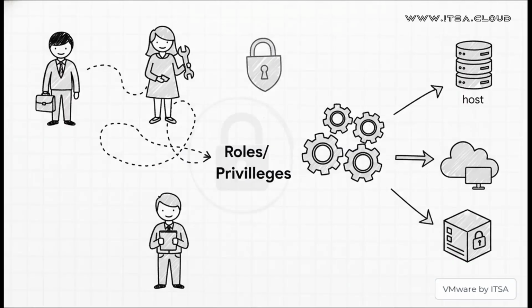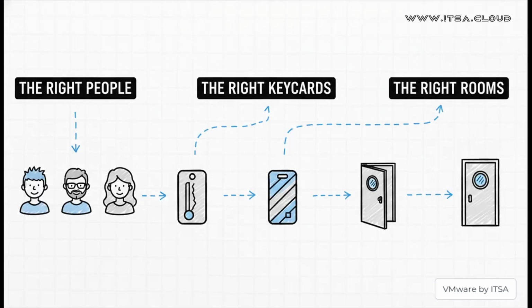Okay, brace yourself. Here comes the official textbook definition. vCenter permissions are a system that defines what users can do by assigning roles, which are basically collections of privileges, to specific objects, like a virtual machine or a host server. Was that a little too technical? Don't worry, let's bring it right back to our analogy, because all the definition really means is this. It's about giving the right people the right key cards for the right rooms. That's it, simple as that.